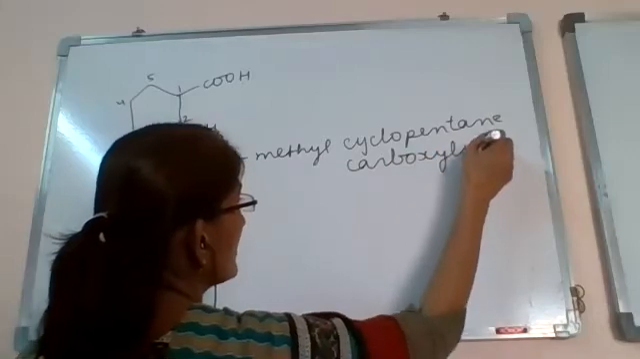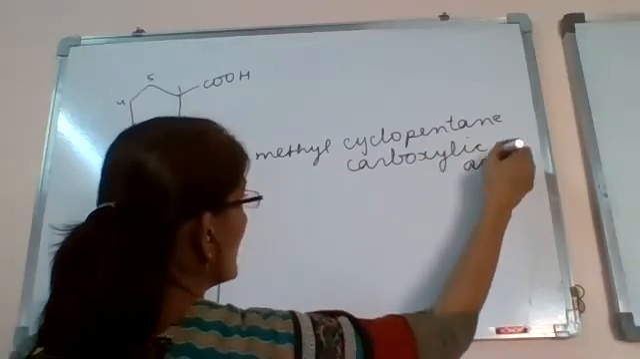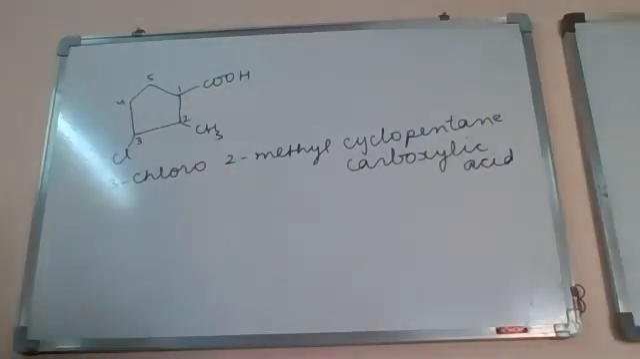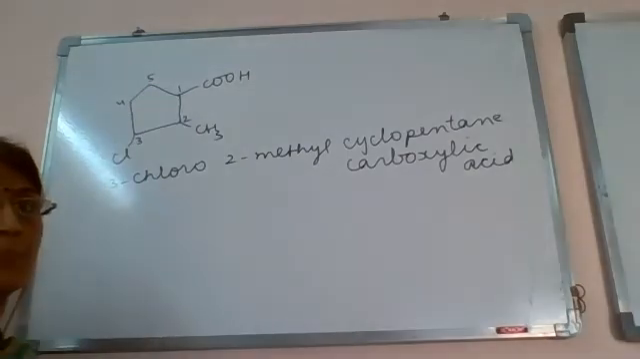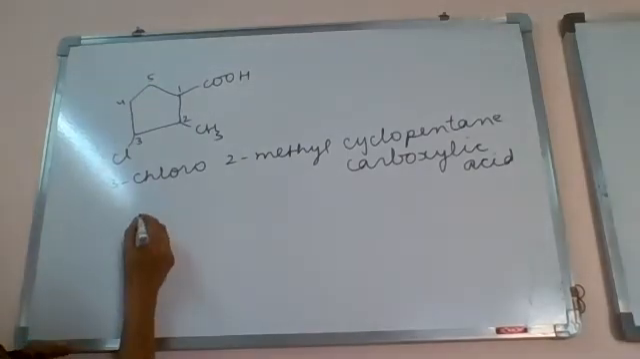Carboxylic acid. Not hexanoic acid or pentanoic acid like this; it is pentane carboxylic acid, because the COOH group is outside the ring, so they are not giving a number to that carbon. Okay. See one more example.